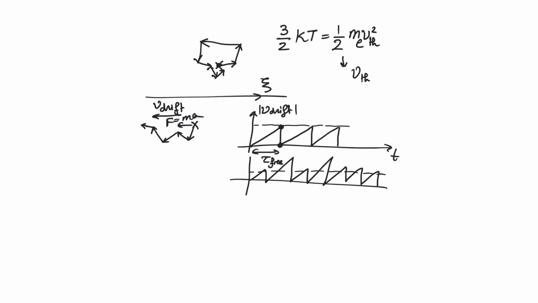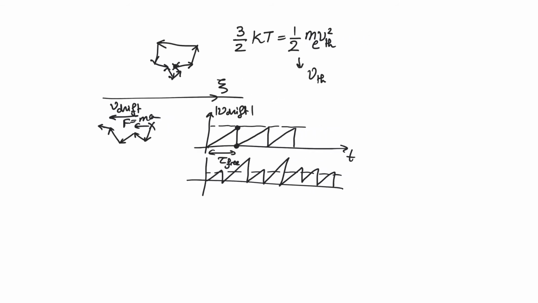We call this time tau free, or the mean free time. It is the average amount of time that the electron can move without making a collision. So the other factor that we are interested in calculating is the final velocity that the electron reaches before it comes to a complete stop.